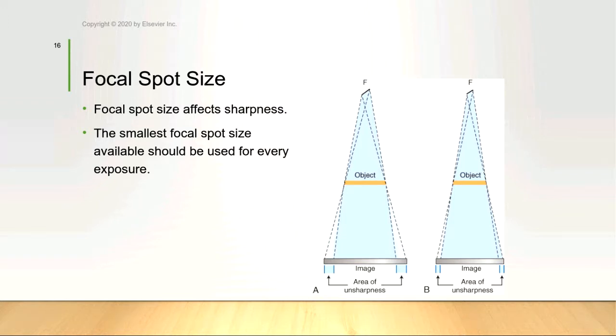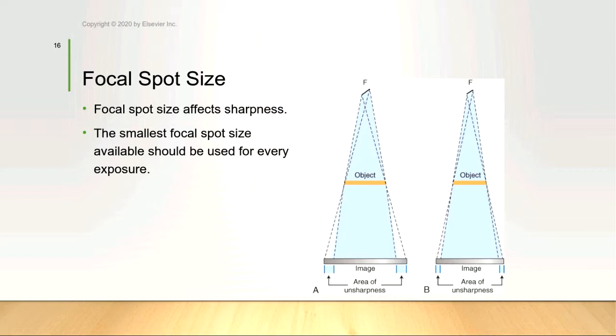Ideally, we would only use small focal spot. But what happens when we do that? If you were to choose small focal spot for everything, your time factor would increase, which allows more chance of motion, right? And you would be bombarding that target for a longer period of time, which would increase the heat factor in the tube and potentially shorten your tube life. So we don't choose small focal spot for everything.